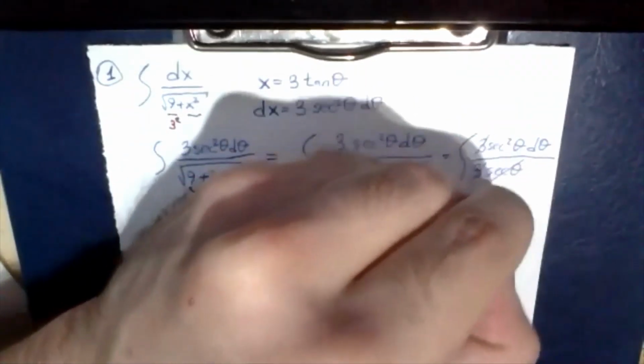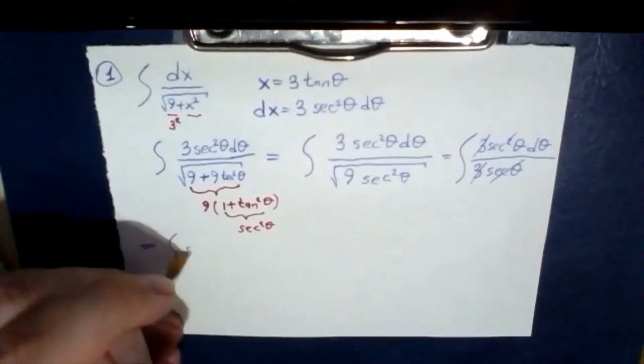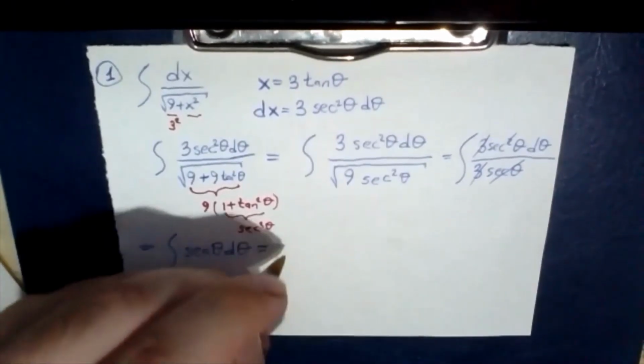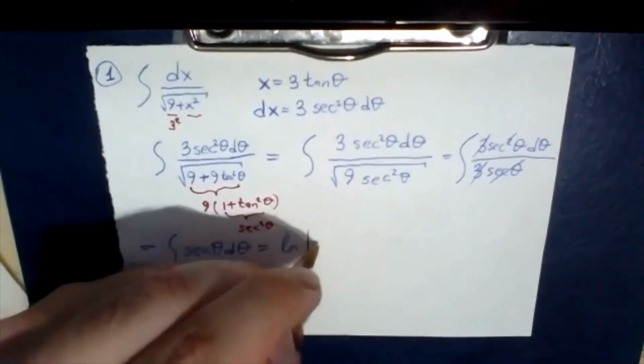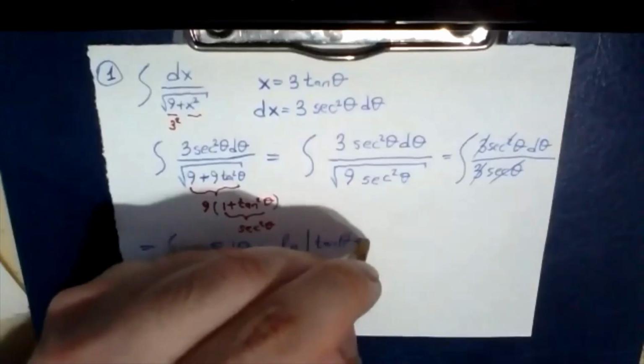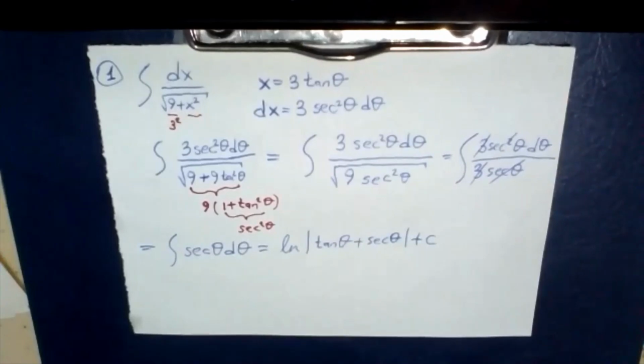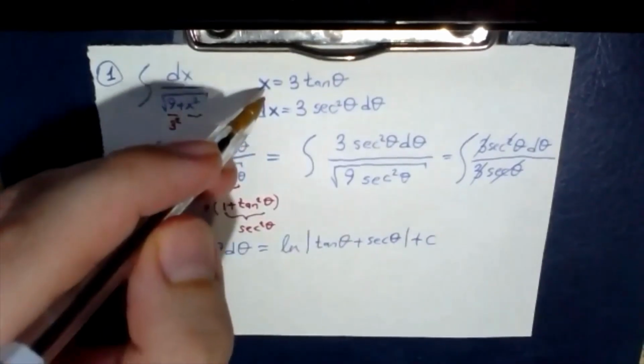3's are cancelled, 1 of the secant is cancelled, and our integral will become secant theta d theta, which is equal to ln tangent theta plus secant theta plus a constant number c. So we integrate our integral, but the result is in terms of theta. As a last step, we should turn it into terms of x. And to make this, we can draw a triangle.